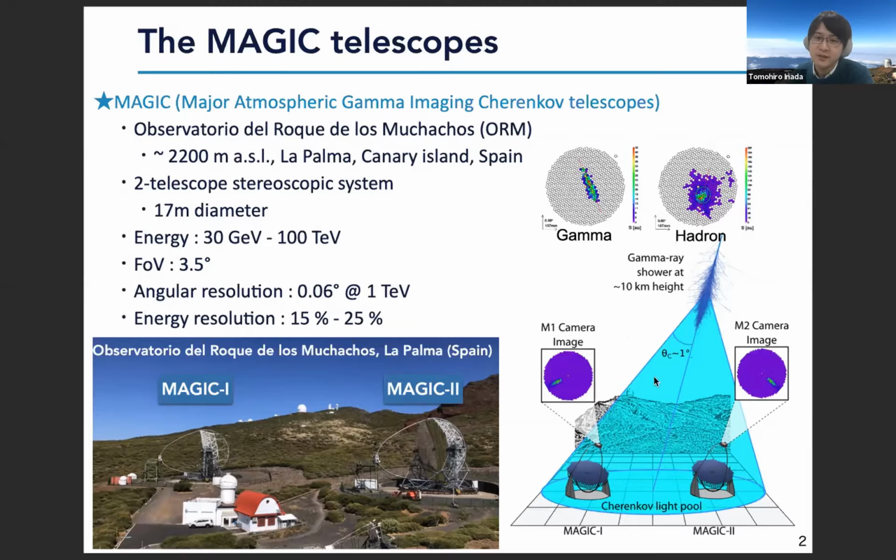For instance, in the case of a gamma ray, the shower image is elongated like this, but on the other hand, in the case of a hadron, the shower image is randomly and widely distributed. So this is the technique of the MAGIC Telescope.